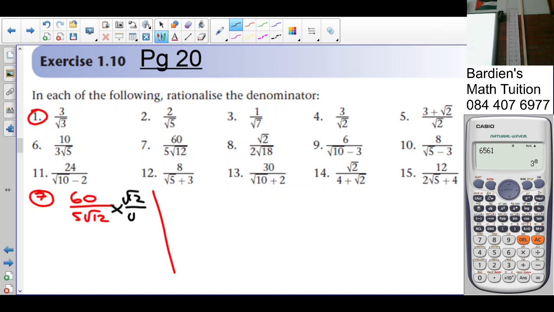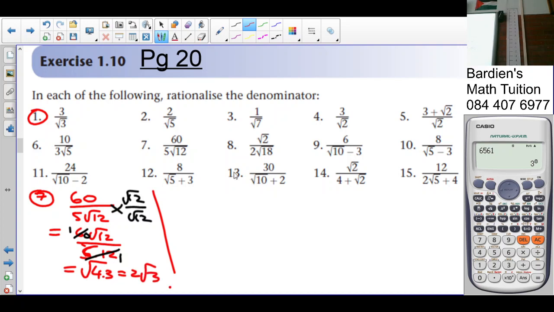Root 12 over root 12. So that would simply give us 60 root 12 over root 12 times root 12, which is 12 times 5, which is 60. So 60 goes into 61... So I'm left with the root 12, which is also 4 times 3, which is 2 root 3.